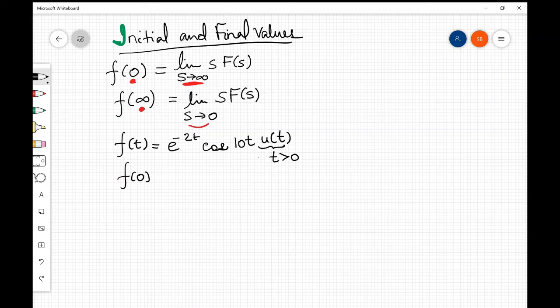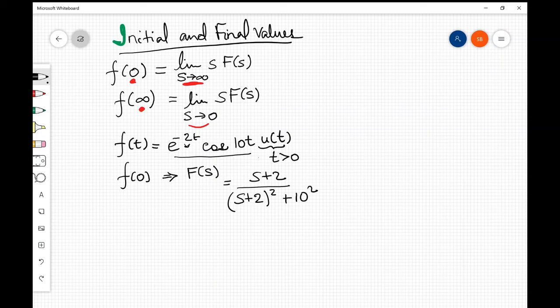it is much easier to first get F of s. We already know that cos 10t has the transform s over s squared plus omega squared, and with the time shift e raised to minus 2t, we have s plus 2 over s plus 2 the whole squared plus 10 squared. That is F of s.